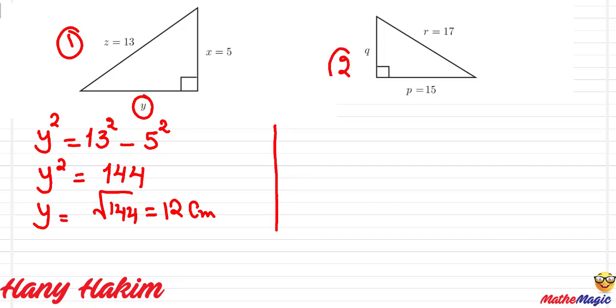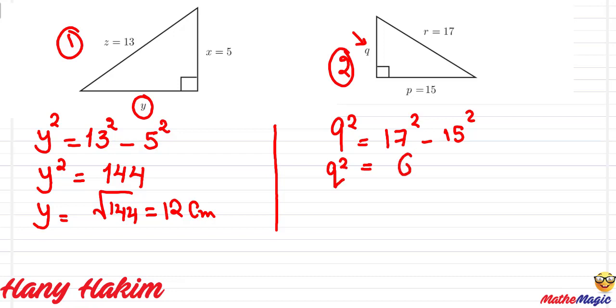For the second question, he asked you to find Q. Q also, this is not the hypotenuse, so I can get Q to the power 2 by 17 power 2 minus 15 to the power 2. And if you work this out by using your calculator, Q to the power 2, this will be 64. So only Q equals square root of that 64, and you will get 8 centimeter.